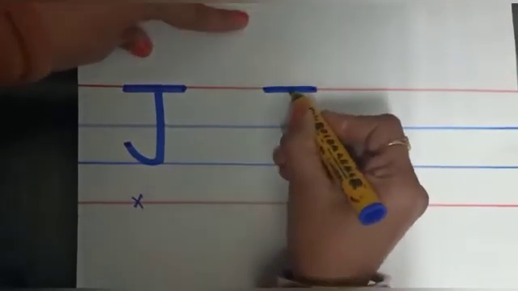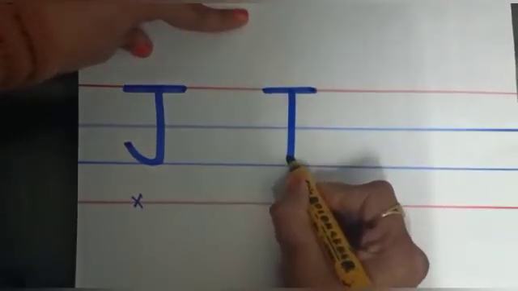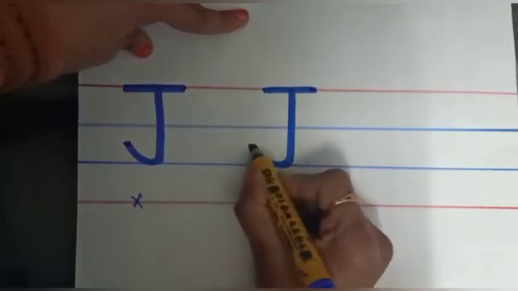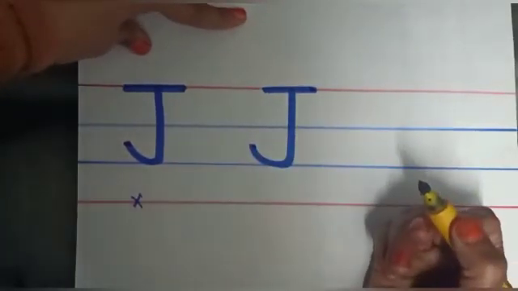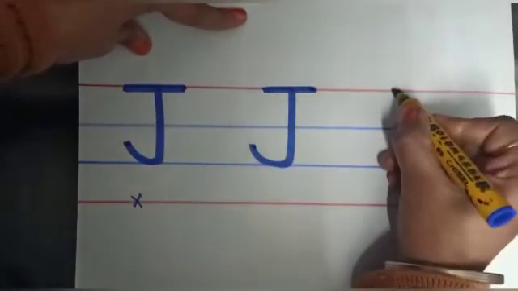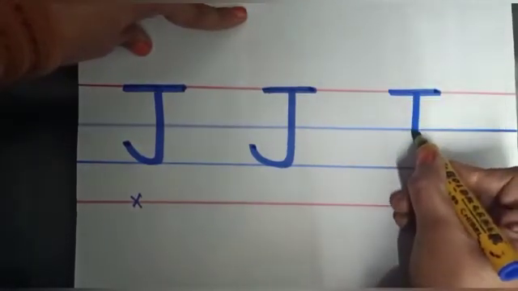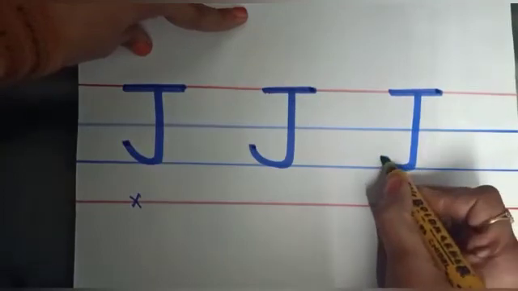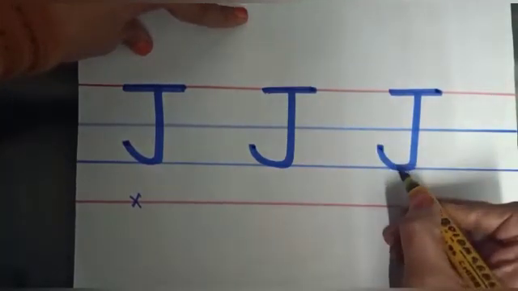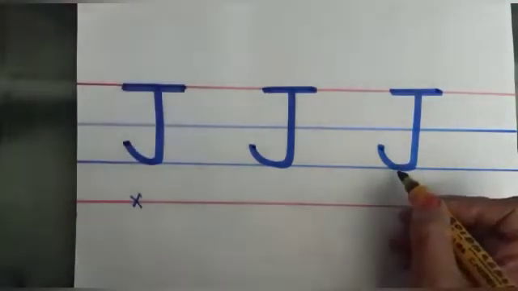Yes, repeat again. Make one sleeping line, one standing line and turn up. This is a letter J. Yes, repeat again. Make one sleeping line, one standing line and turn up. This is a letter J.